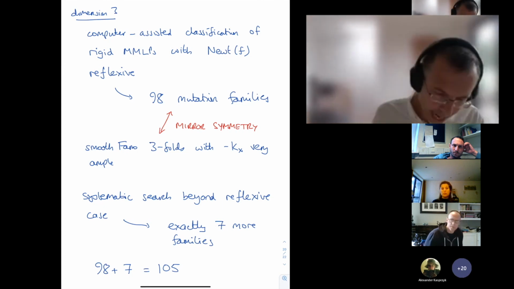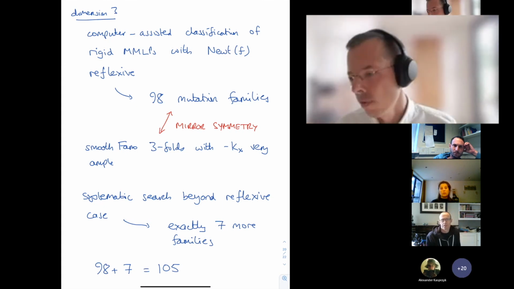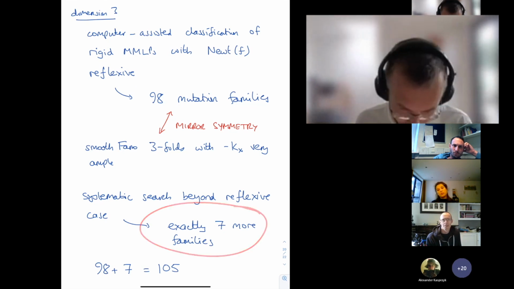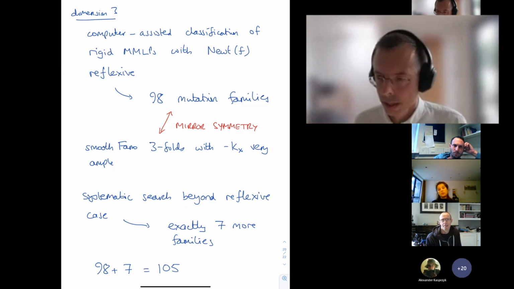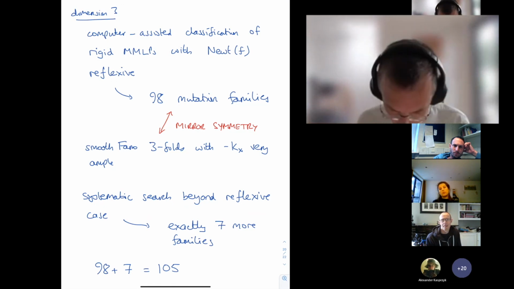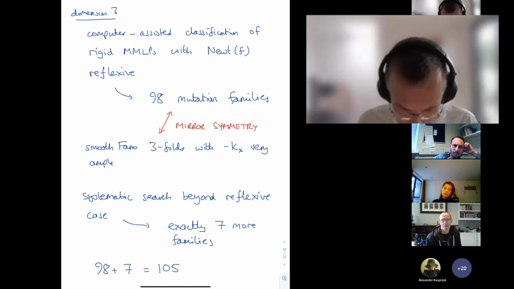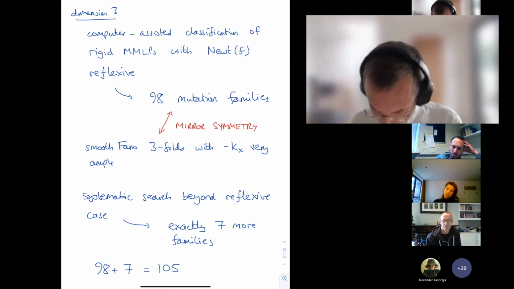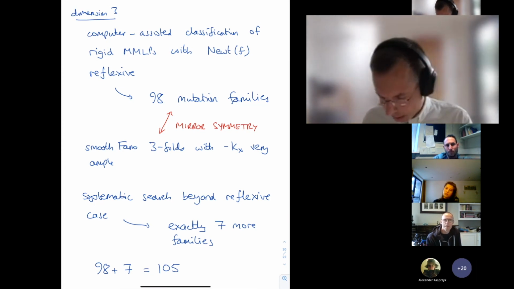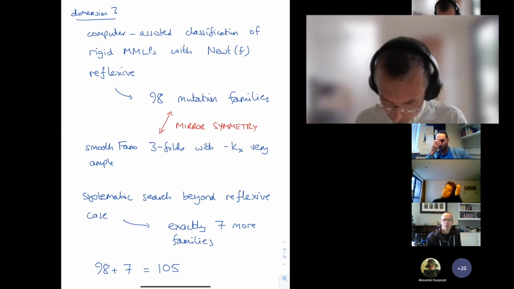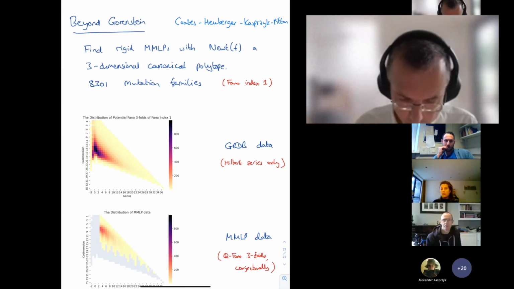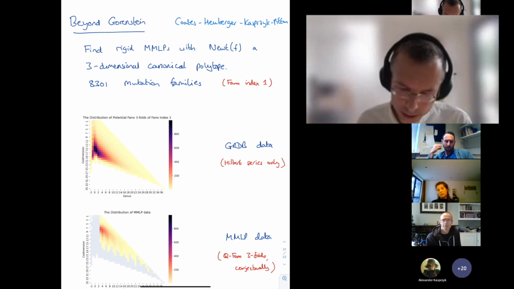And then you could try and find rigid MMLPs without reflexive Newton polytope. And so we go off and we do that, and we find 7 more families that correspond to the smooth Fano varieties. The 7 in the 98 plus 7. And just to finish with, you might want to move beyond the world of reflexive polytopes. So this is joint work in progress with Liana Heuberger and Kasprzyk and Giuseppe Pitton.